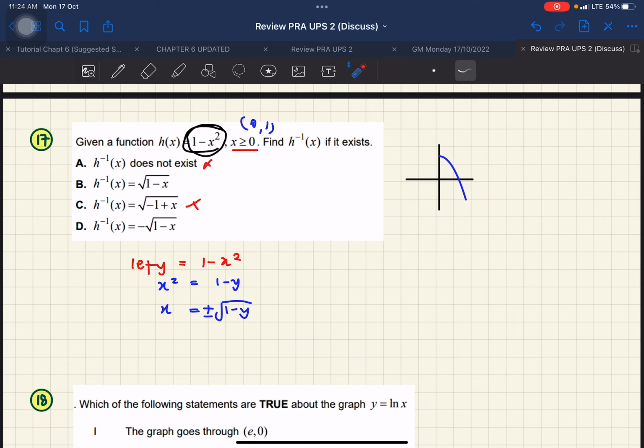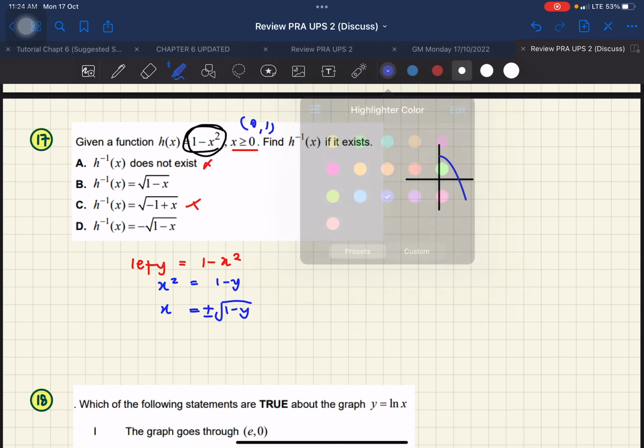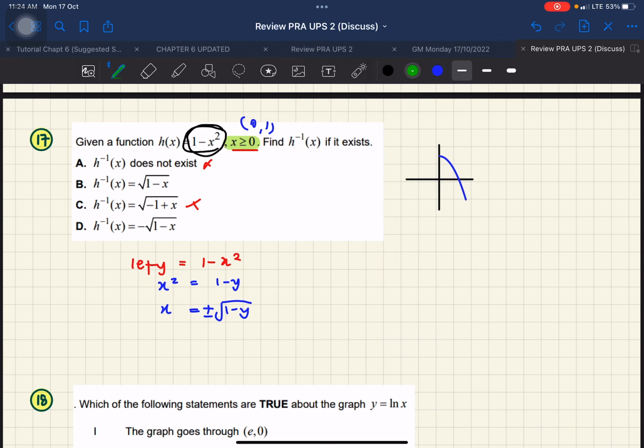Okay, so you know that for an inverse function, dia punya domain akan sama dengan range of original function. And then for the range of inverse, dia akan sama dengan domain of the original function. Okay, so yang x is greater than or equal to 0 ni, ini adalah domain untuk awak punya original function. Maksudnya domain kita is from 0 until positive infinity. So itu adalah domain.